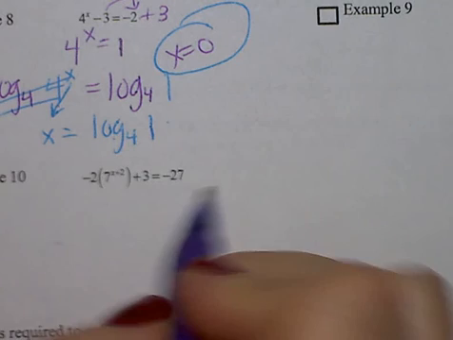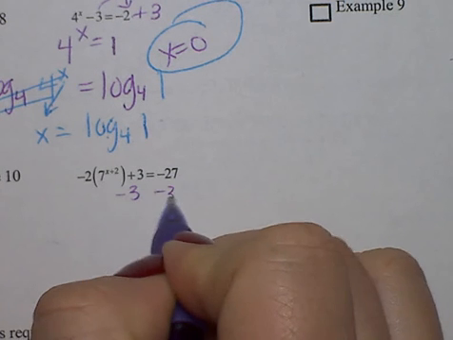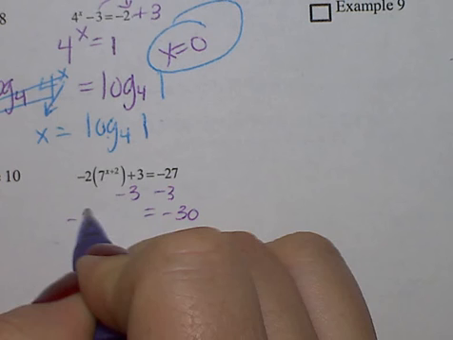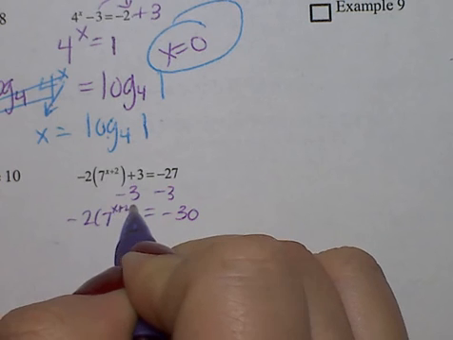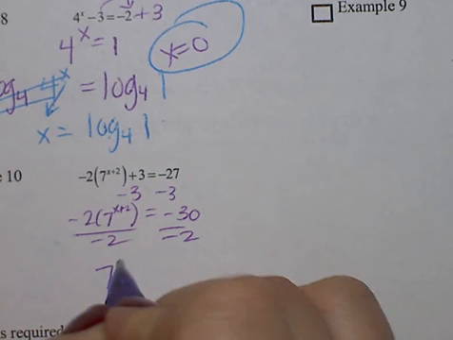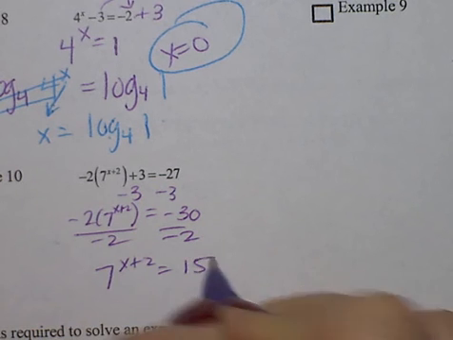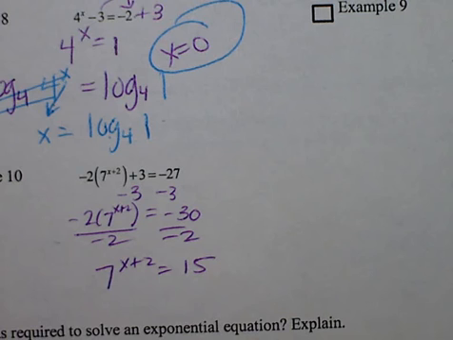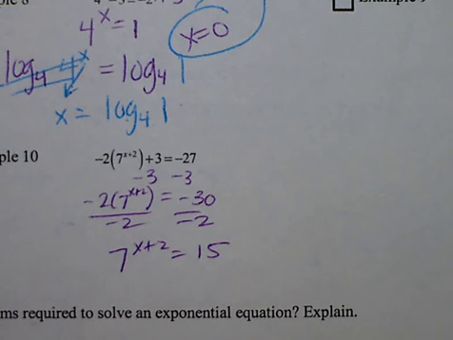First, I'm going to subtract 3 from both sides. Then divide by negative 2. Now I want you to decide, does this problem require a log, or can we get an exact answer without a log? So don't do any more work, decide with your partner. Does this problem require a log to solve, or can we get an exact answer without a log? Go ahead, talk to your partner.